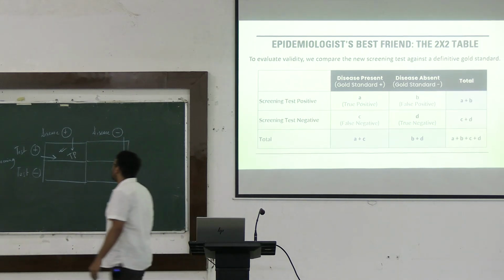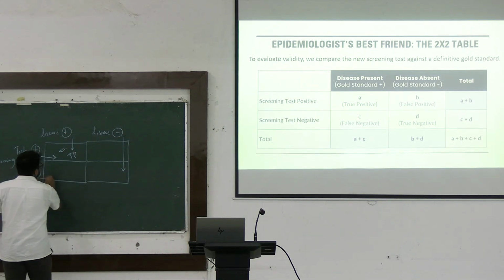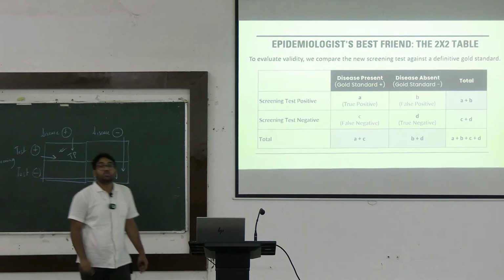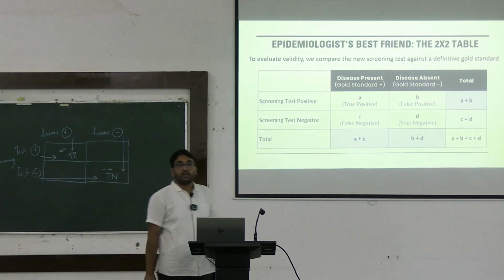Then we have another group of people who really do not have the disease, and the screening test has also been able to find out that they do not have the disease. And these people we call true negatives.